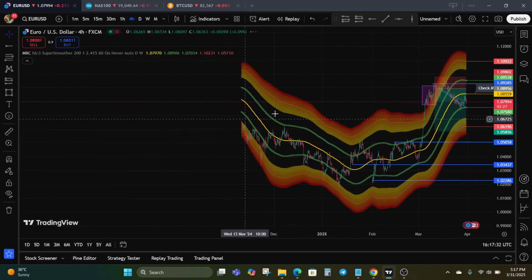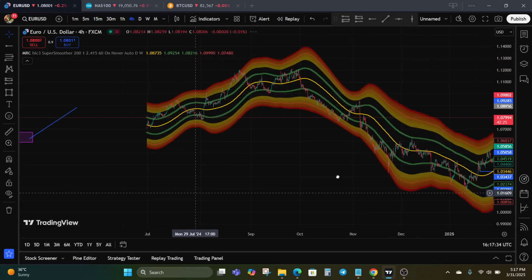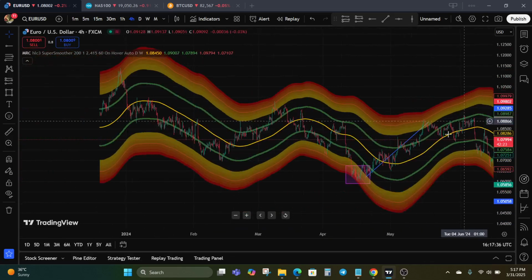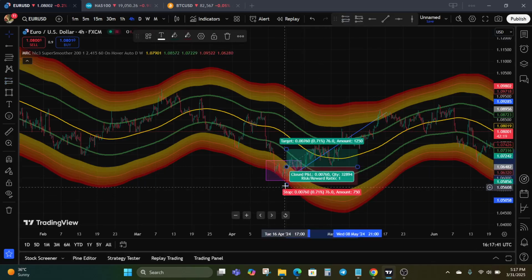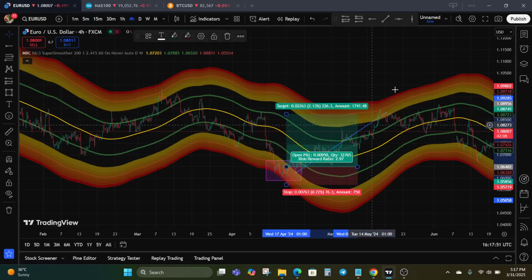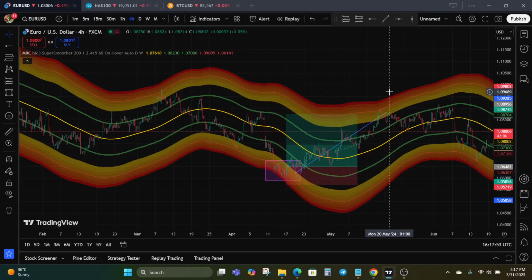But if you're entering a buy, for example, after you get your confirmation, you can enter a buy trade, set your stop loss below the channel, at the points where you entered, and then your take profit can be within the overbought territory.